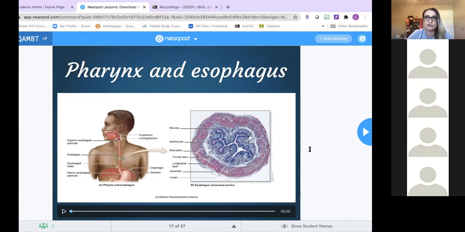Both layers of muscle in the esophagus are skeletal in the upper third. So when you look at the upper third of the esophagus, the muscle is skeletal there. It's still inner circular and outer longitudinal, but it's a skeletal muscle type. And then the middle area is about 50-50 skeletal to smooth. And then the lower part of the esophagus is completely smooth muscle. So it transitions from skeletal muscle into smooth muscle.